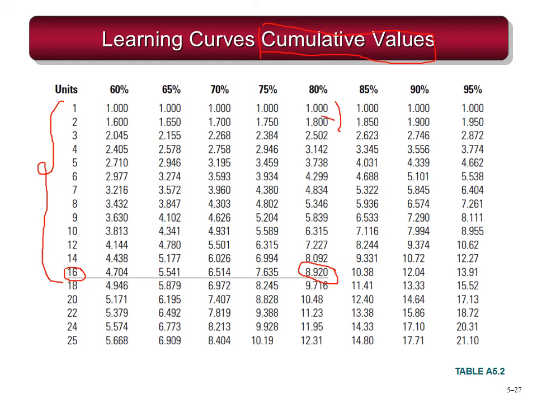You get this 1.8 by adding 0.8 with 1. As we go down, we keep on adding those unit values from the previous chart, and we get the cumulative values. This is the addition of all the unit values from the previous chart.